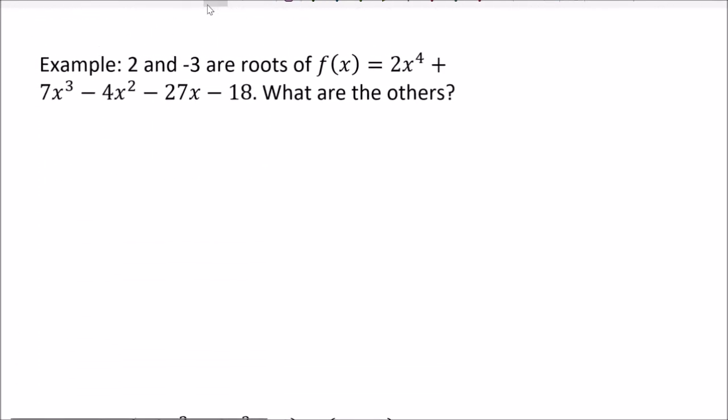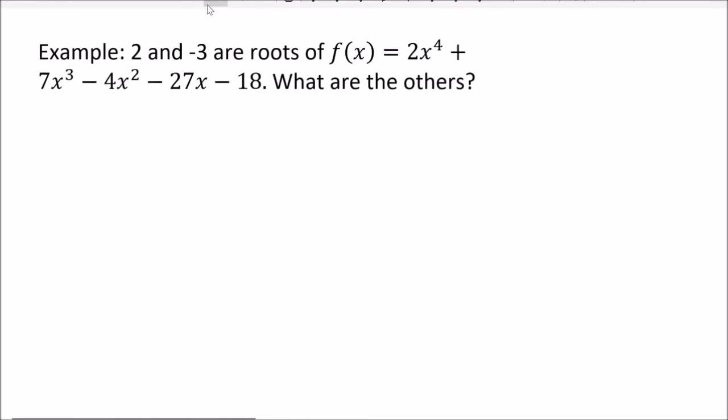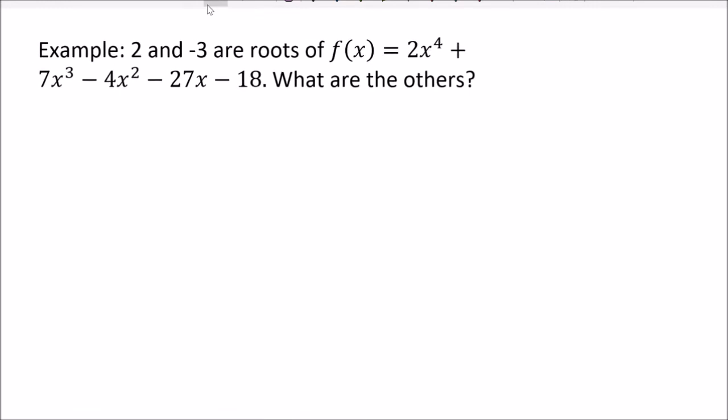And that's going to be useful for dealing with a question like this one. It's going to save us minutes, really, as compared to long division. So let's go through it. We're told that 2 and 3 are roots of this polynomial, and we're asked to find the others. So if these are roots, that means we can divide them out evenly. I want to show you what happens when we do that.